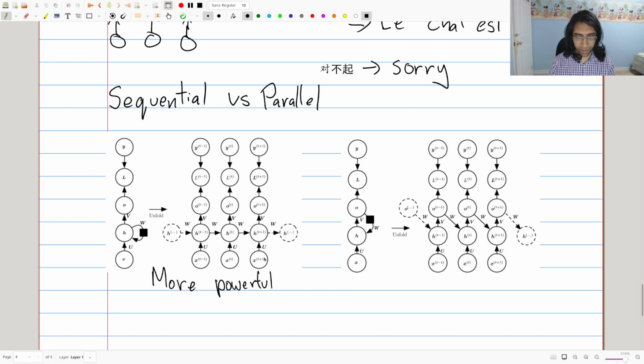Let me just, trust me when I say that this is more powerful, in the sense that it can be formalized into showing that this is actually Turing complete in terms of being able to compute many, many different functions. It can essentially compute any function you want, whereas this is not Turing complete. However, this has other advantages. This is parallelizable.